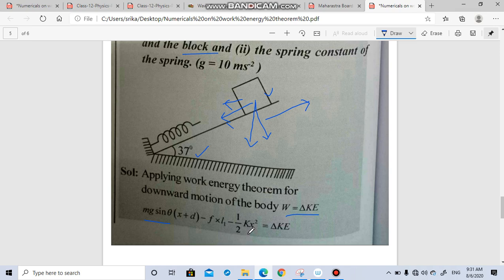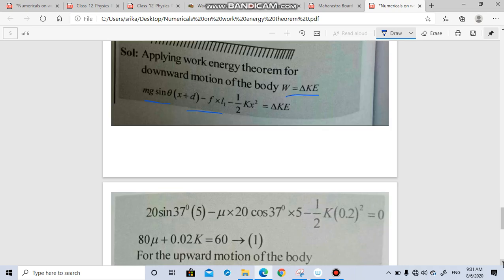If you're trying to expand the spring, you are doing positive work. If you're trying to compress the spring, you are doing negative work. So minus half kx squared is the work done on the spring. This is the left hand side of the work done. On the right hand side, we have to put the change in kinetic energy. Initially the block is at rest, then finally it acquires a speed v.